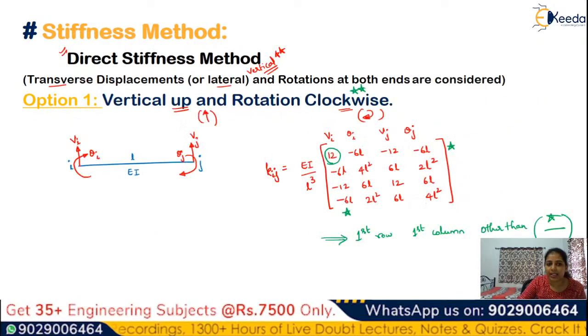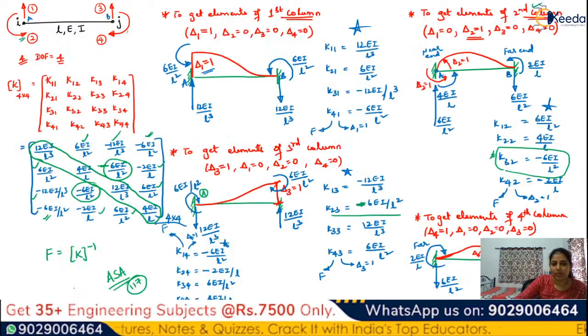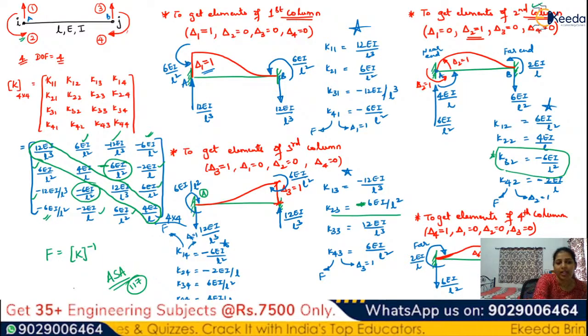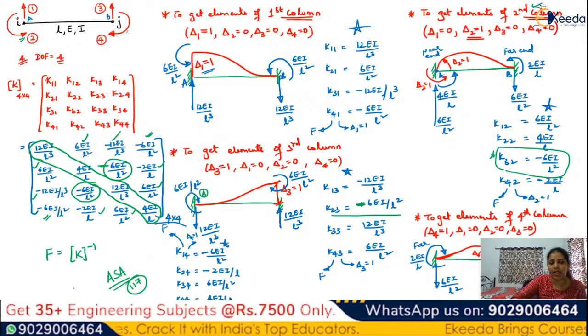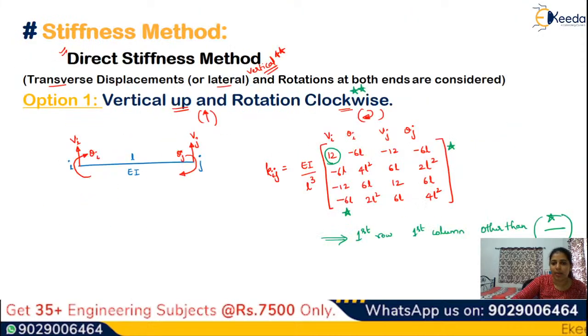If you go for the direct stiffness method, it will be a 4 into 4 matrix. Just now what we have developed, this is what we have developed just now. Here, we have taken EI by L square common, EI by L cube common. So if we take EI by L cube common, this is the matrix which we'll get. This is the one which we'll be using in the direct stiffness method. Okay, so this is the standard value if you are using the direct stiffness method.